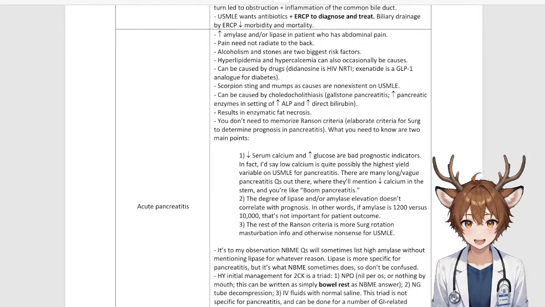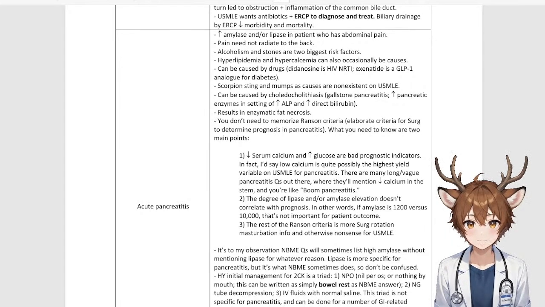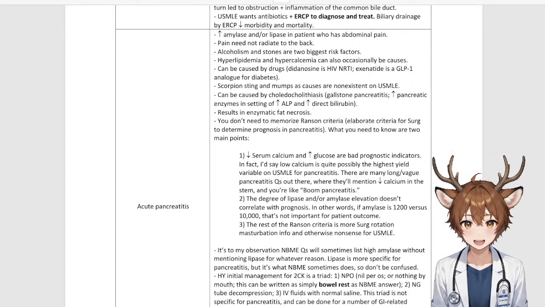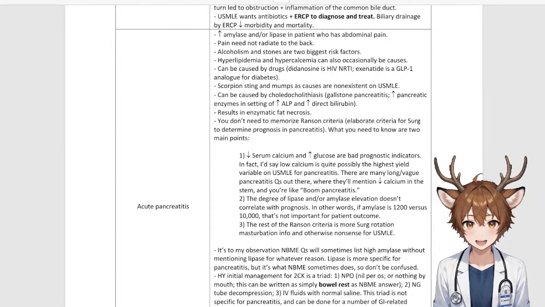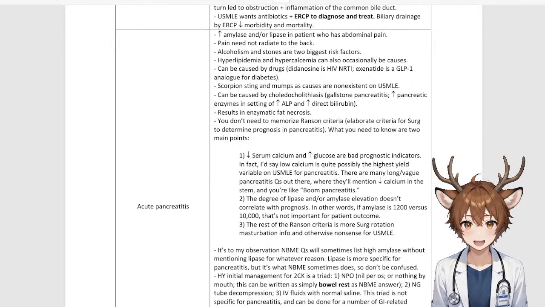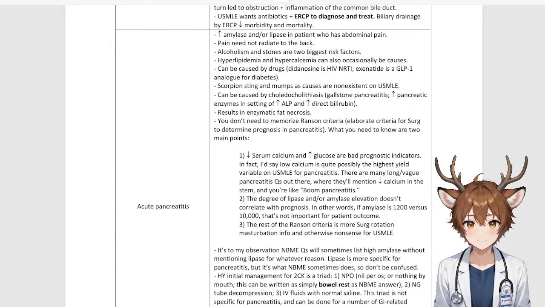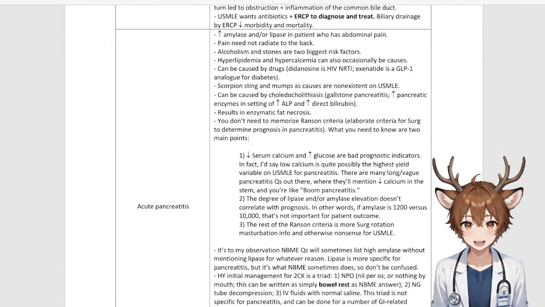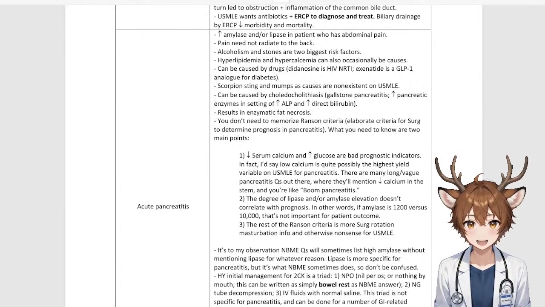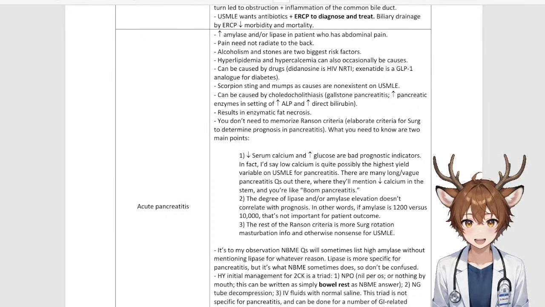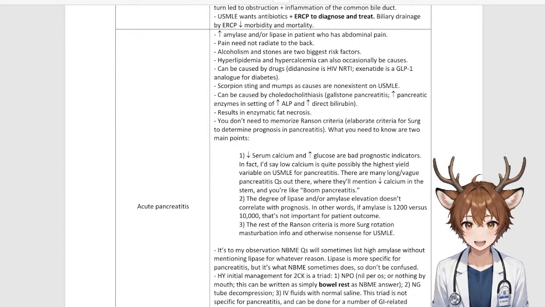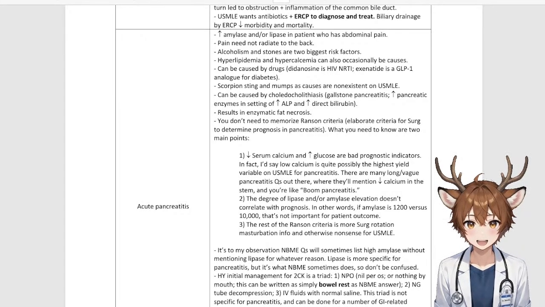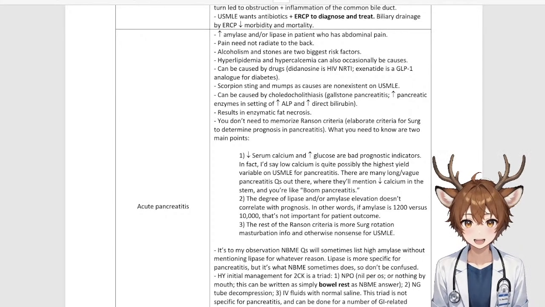Can be caused by drugs like didanosine, an HIV NRTI, and exenatide, a GLP-1 analog for diabetes. Scorpion sting and mumps as causes are non-existent on USMLE, so don't really worry about those two. Can be caused by choledocholithiasis, gallstone pancreatitis, with increase in pancreatic enzymes in the setting of increase in ALP and increase in direct bilirubin. Results in enzymatic fat necrosis.